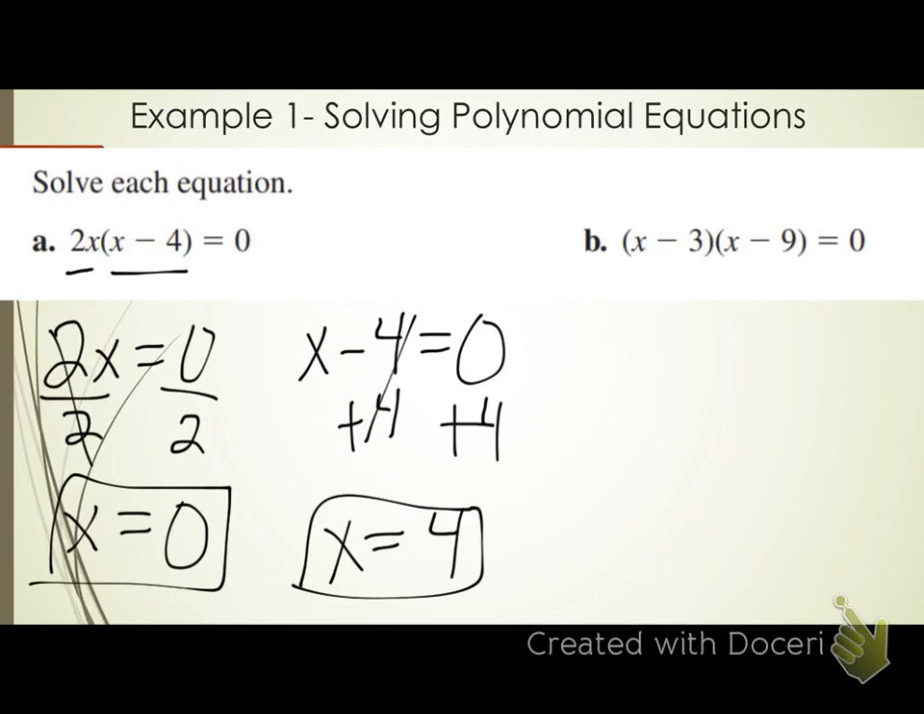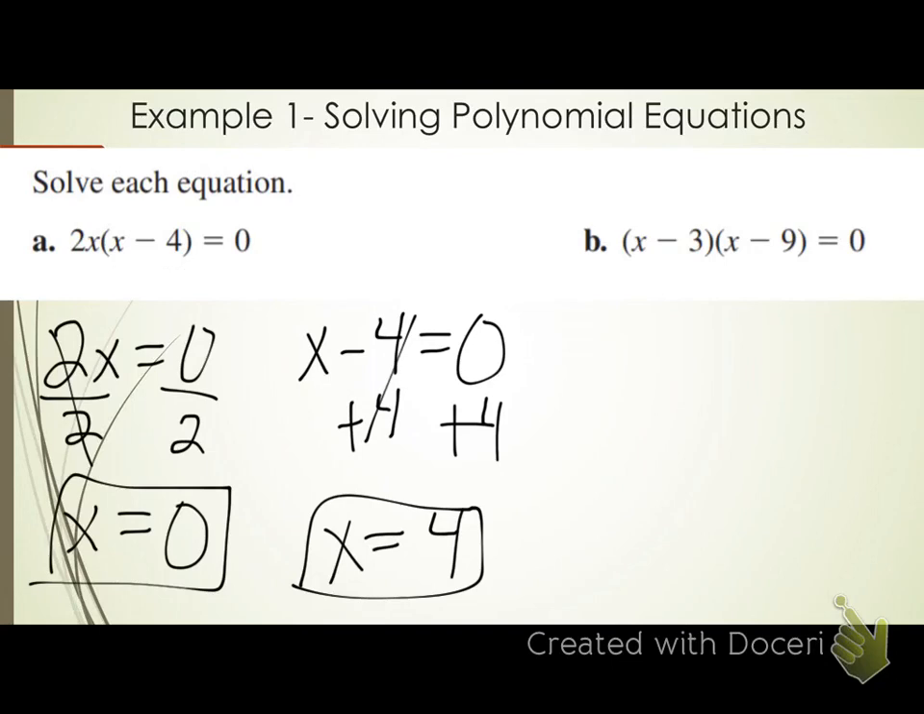How do you feel about that? Good? If I'm ever unsure about my answer or answers, what do you guys think I could do? Plug them in, check to see if it gives me a true statement. If I plug 0 in for my x's here, what's 2 times 0? 0. What's 0 minus 4? Negative 4. What's 0 times negative 4? 0. Does 0 equal 0? Yes, it does. 0 checks out.